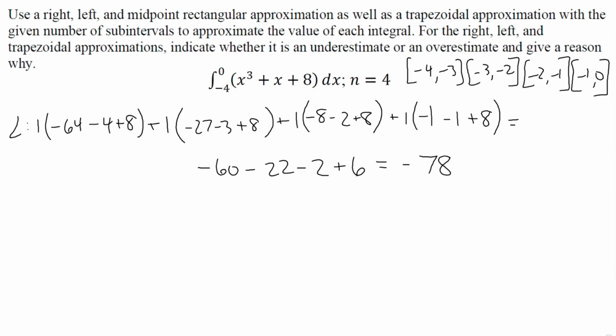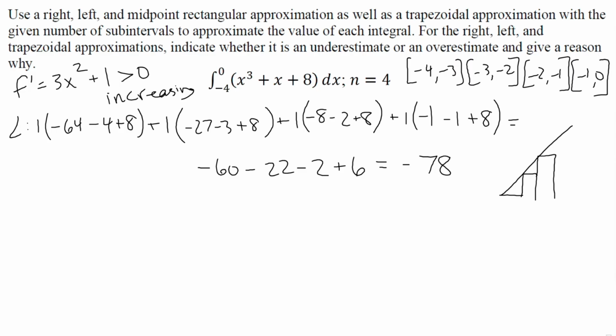And so then we'll take a look at our first derivative here. F prime is equal to 3x squared plus 1. Well, 3x squared plus 1 is most definitely always positive, which means that this function is increasing. And if a function is increasing, then a left approximation is always going to be an underestimate. So -78 is an underestimate.